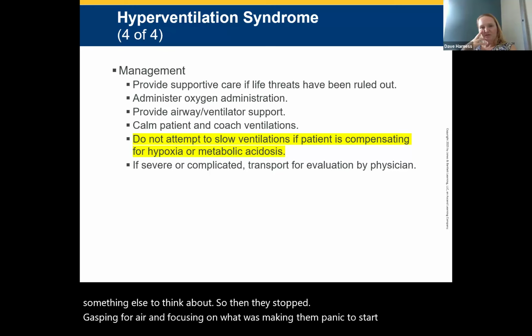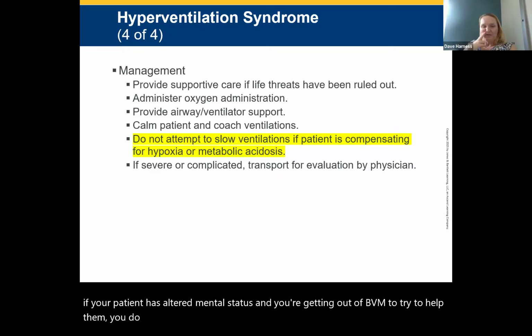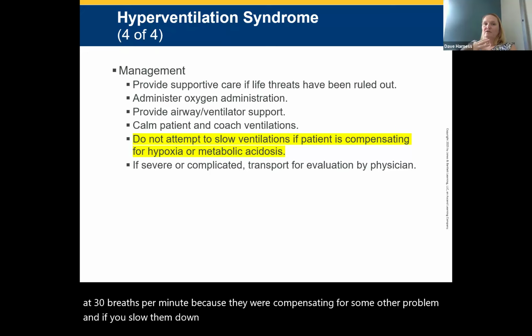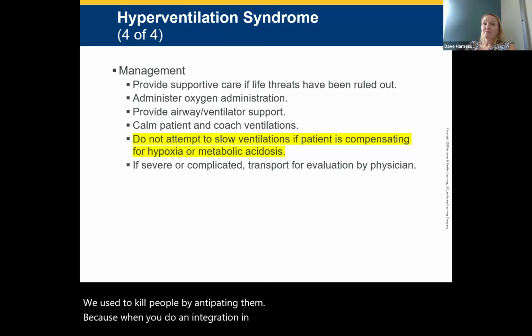However, if your patient has altered mental status and you're getting out the BVM to try to help them, you do not want to bag them at 12 breaths per minute if they were breathing at 30 breaths per minute because they were compensating for some other problem. If you slow them down to 12, now they're no longer compensating. We used to kill people by intubating them because when you do an intubation in the hospital, you give a paralytic. So now the patient isn't breathing at all on their own. We are breathing for them.